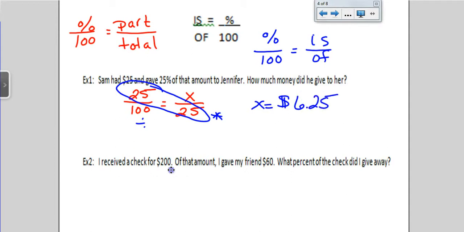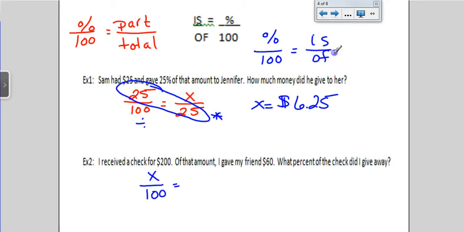All right, I received a check for $200. Of that amount, I gave my friend $60. What percent of the check did I give away? Now you could use either one of these proportion formulas. They both will work. Let's try the blue is over of formula just to see how that works. They don't tell you the percent, so it's x over 100.